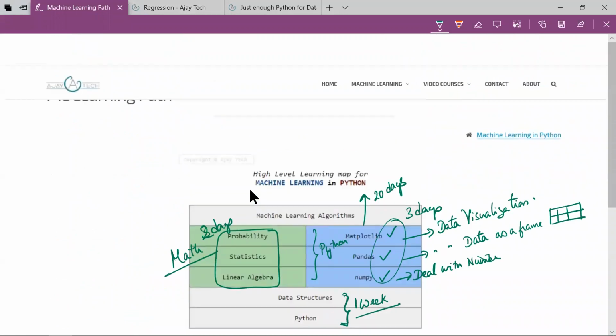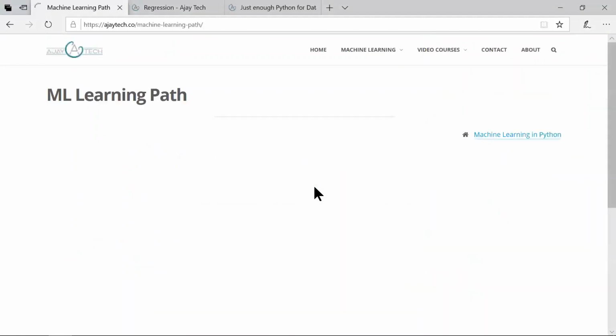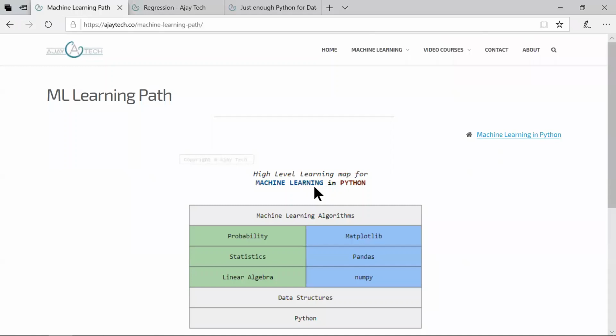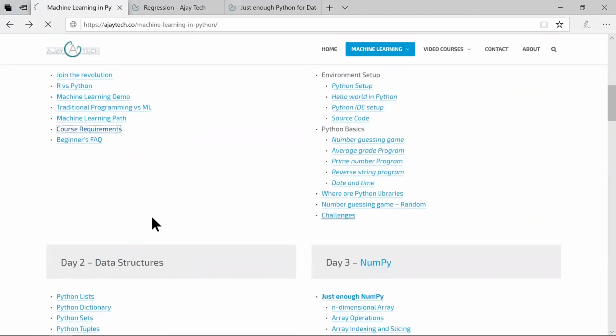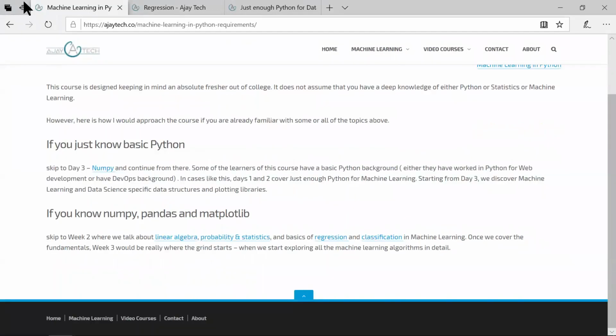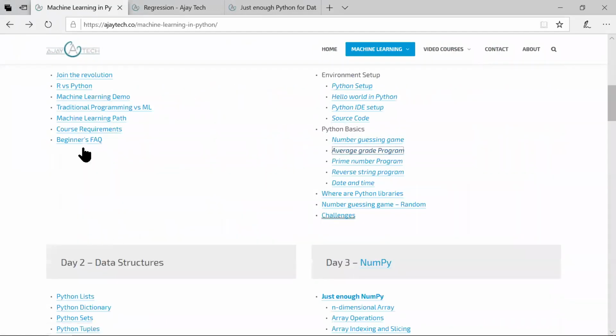So that is the course structure, the high level structure. I'm not going into the details. It's a very high level structure, just so that you understand the learning path, what you'll be learning in the course. Then finally, there are some FAQs that I would like to cover.